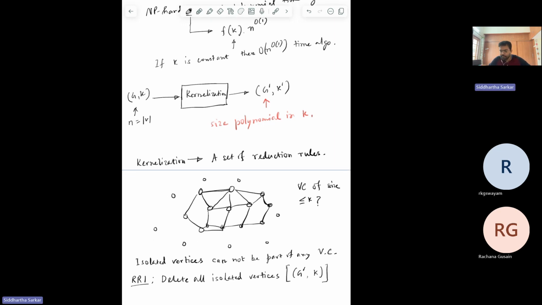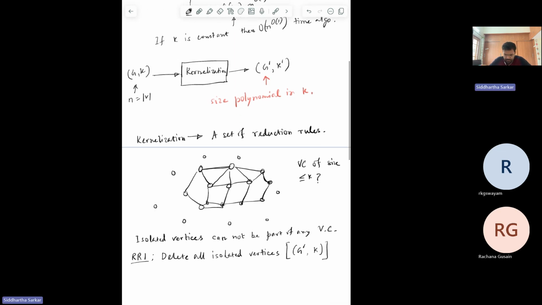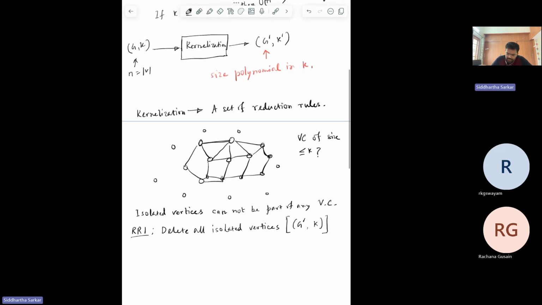So you still have k budget. You can still choose at most k vertices in your vertex set after deleting these isolated vertices and obtaining the reduced graph G dash. So that is one simple observation. So let us say you have a degree 1 vertex. So there is a vertex which is degree 1.